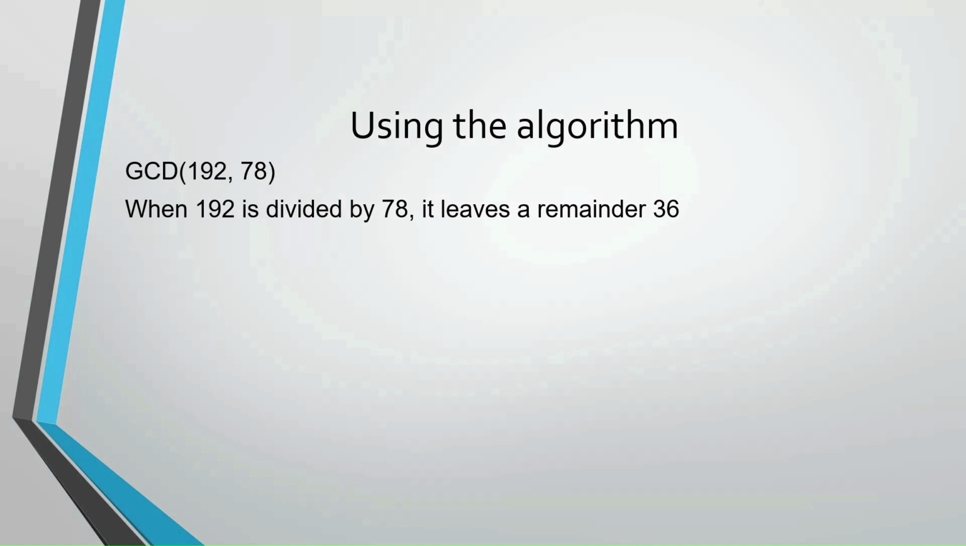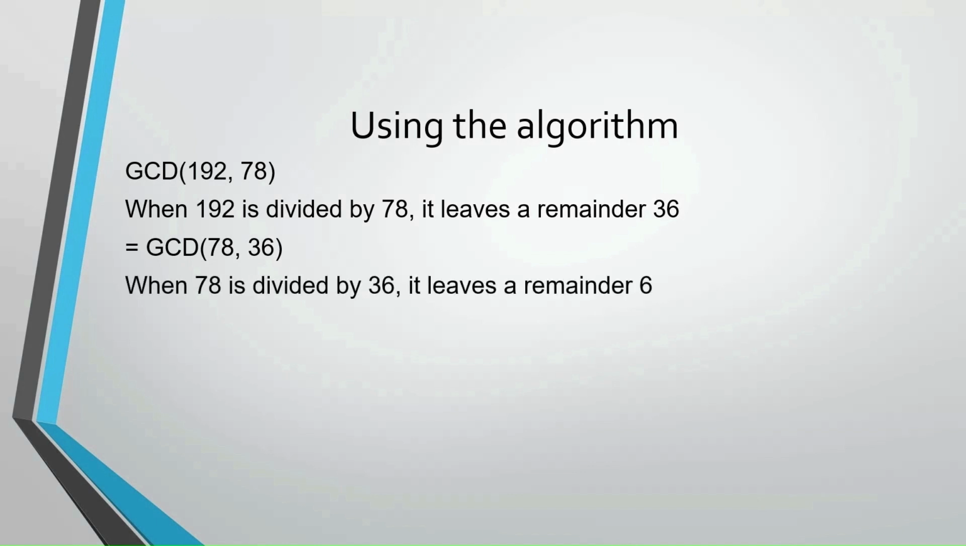Since the GCD of a and b is equal to the GCD of b and r, the GCD of 192 and 78 is equal to the GCD of 78 and 36. Now we can apply the second rule again. When 78 is divided by 36, it leaves a remainder of 6. In this case, our a is 78, b is 36, and remainder r is 6.